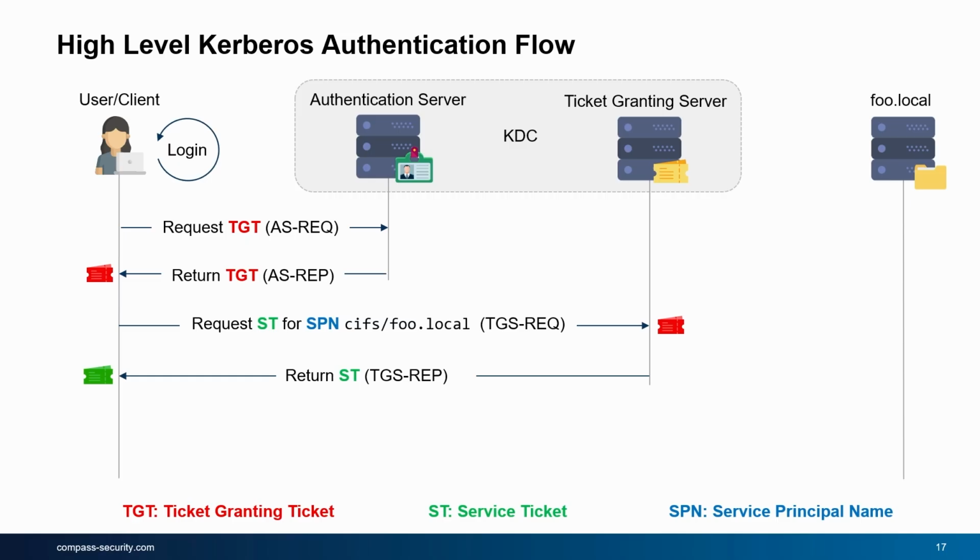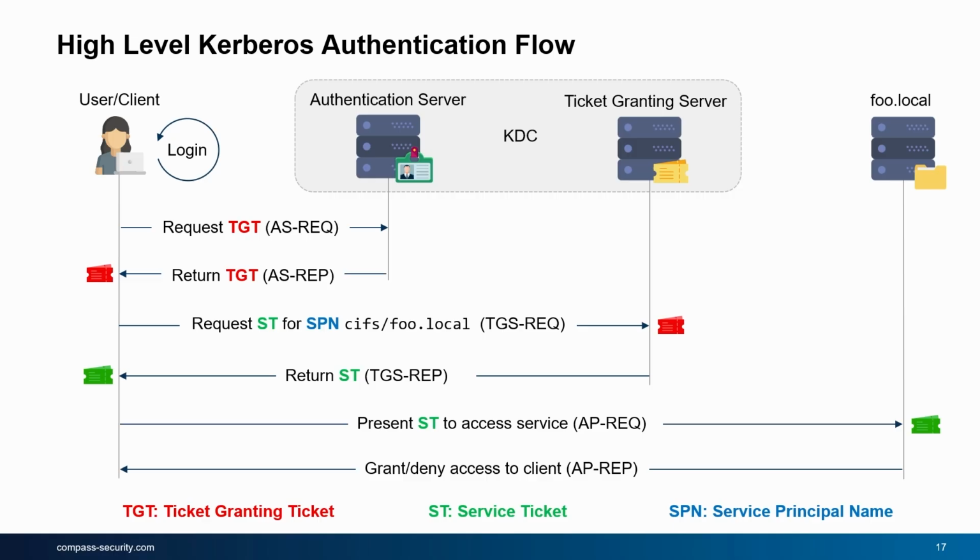Now, once we have the service ticket, we can then present this to the actual target service, so the file share CIFS service running on foo.local in this case. And as mentioned before, this system will then inspect this service ticket, look at who we are, and then based on that information decide whether we are allowed to access or not.